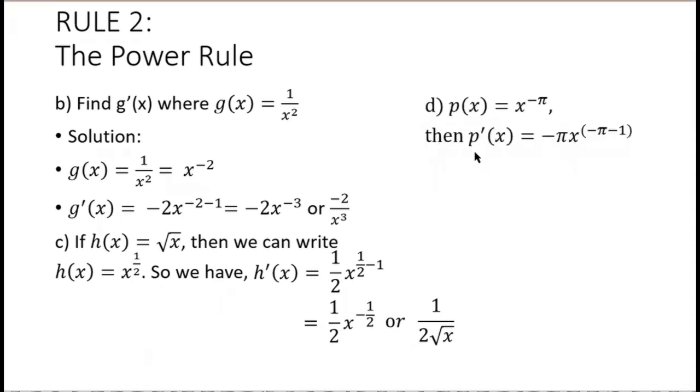Next, letter D. If we have the function p of x equals to x raised to negative pi, then the derivative p prime of x is equals to negative pi x raised to negative pi minus 1. Okay.